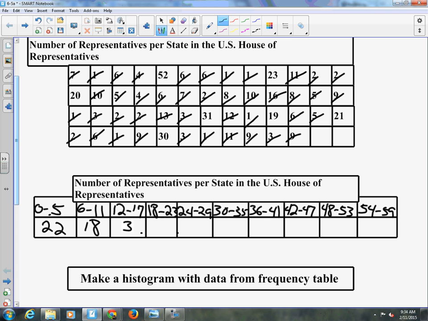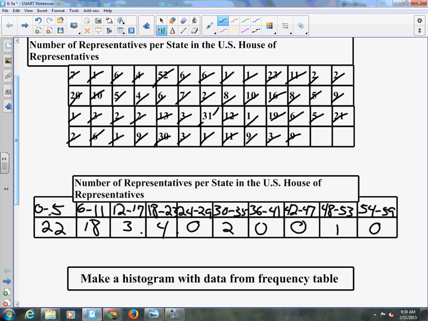18 to 23. All we have left really is 30, 31, and 52, right? So this one's going to have 0, this one's going to have 2, this one's going to have 0, this one's going to have 0, and this one's going to have 1. Done. There is our frequency table.